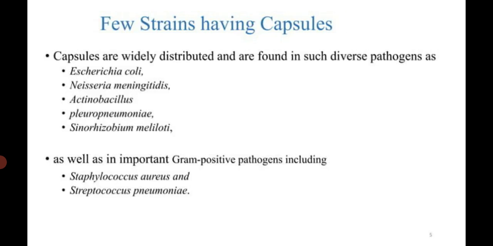Some organisms show a capsule around them, and these organisms are called capsulated organisms. Some organisms are listed here. Basically, Streptococcus pneumoniae and Staphylococcus aureus. These two are capsule producing gram positive pathogens.